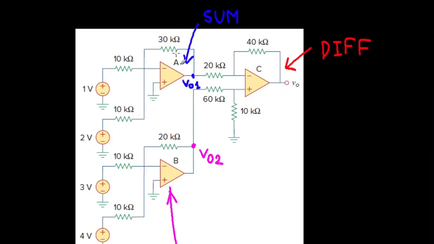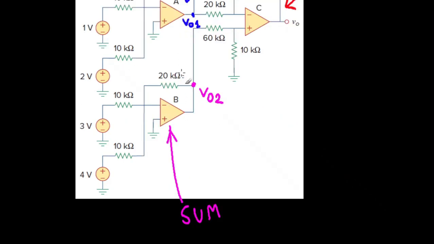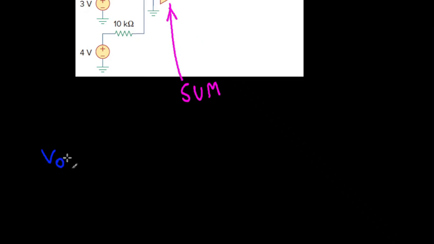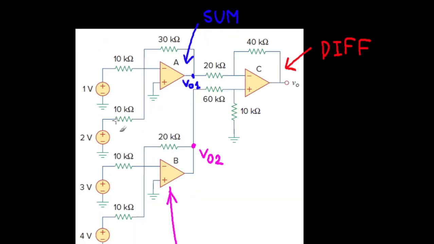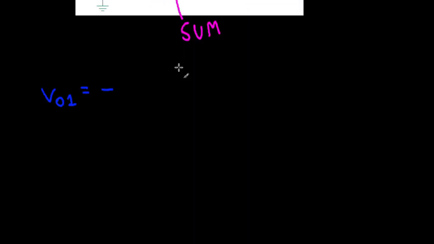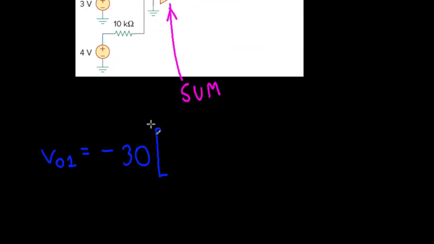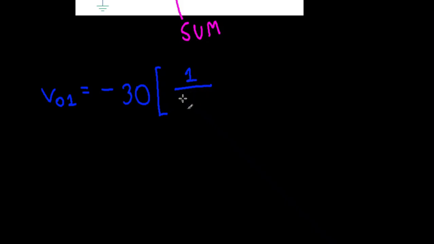Okay, so let's try to solve this one. We're going to go from left to right. First let's find the outputs V output one and V output two here. These are actually independent, and then let's work on the other one, the differential amplifier. So V output one is going to be negative of the feedback. Again, the kilos will cancel out, so I won't write that. Negative 30 multiplied by the weighted sum of your voltages: 1 divided by 10 plus 2 divided by 10 plus 2 divided by 10. This one we can probably do mentally too.